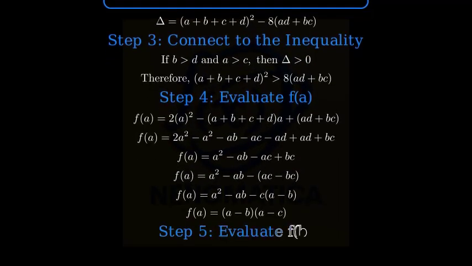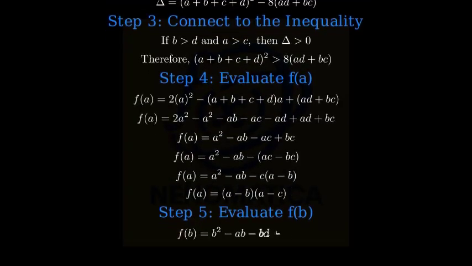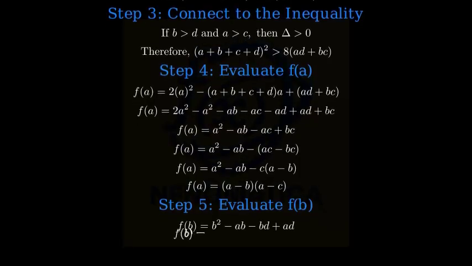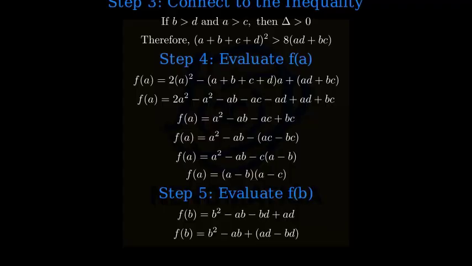Similarly, let's evaluate the function at x equals b. Working through the same process of simplification and factorization, we find that f of b equals b squared minus ab minus bd plus ad. This can be rearranged as b squared minus ab plus ad minus bd.